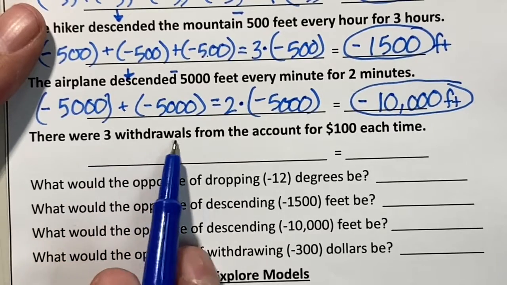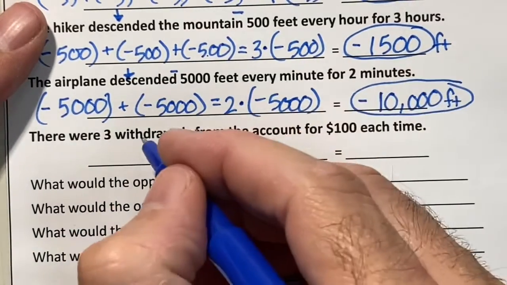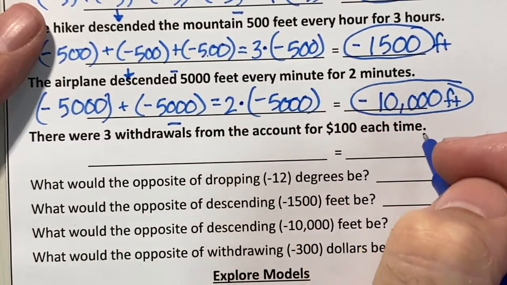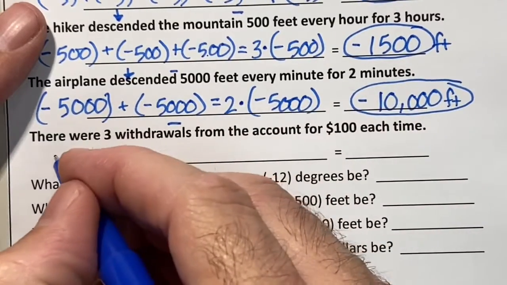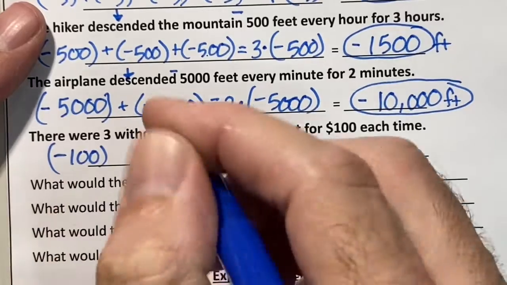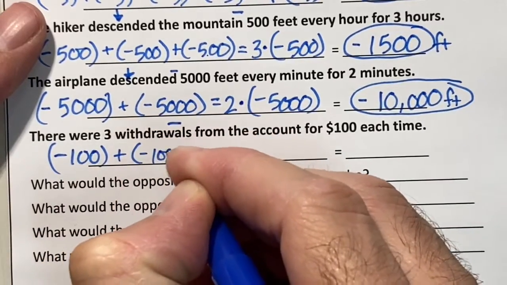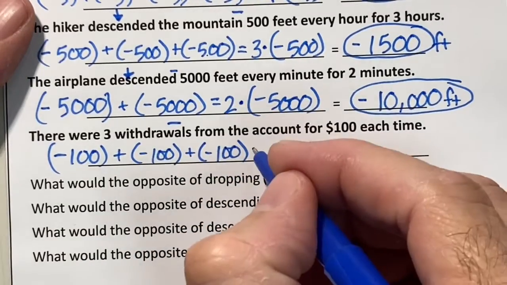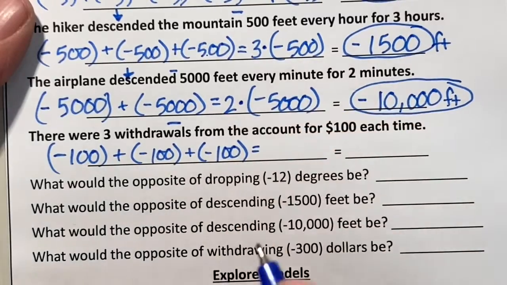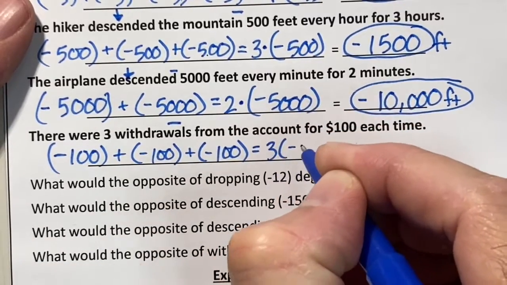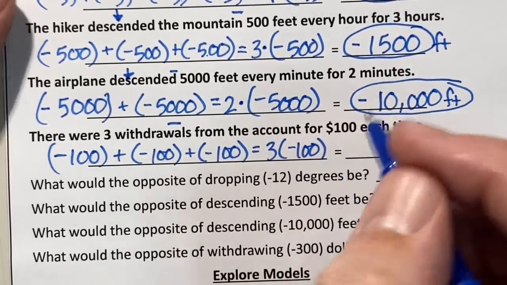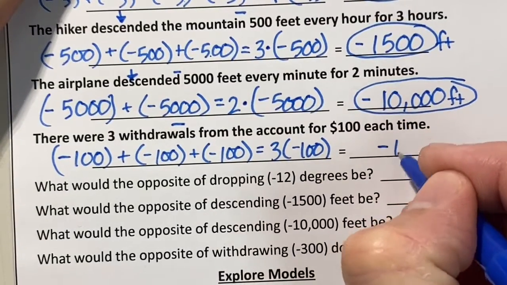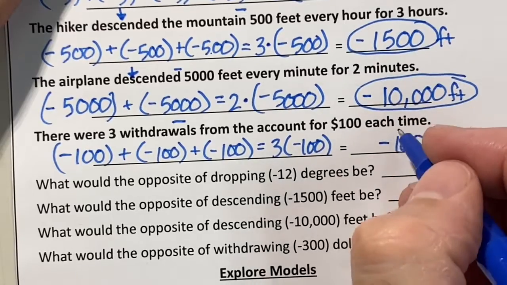And one more: there's 3 withdrawals, and withdrawals mean that you are taking money out of the account, and that was $100 each time. So there's 3 times, but it's $100: 100, 200, and $300 coming out. So that would be 3 times -100. The account went down $300.